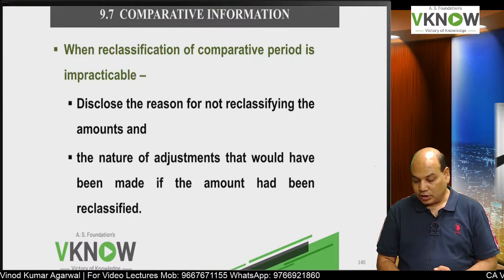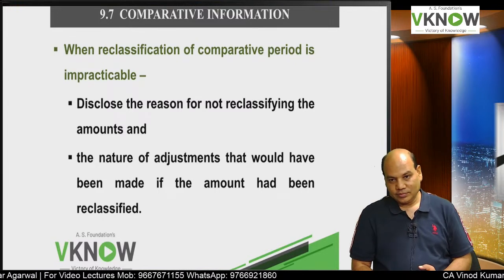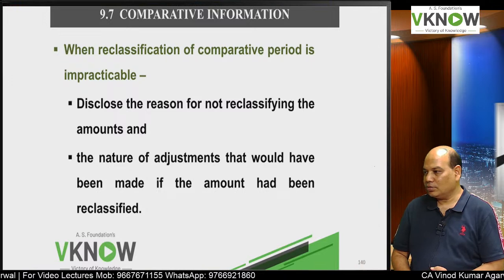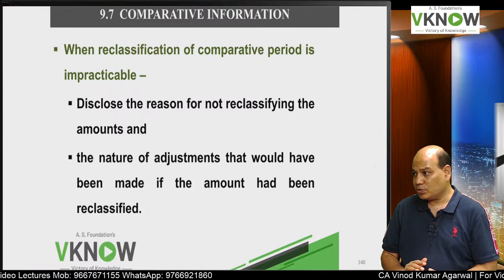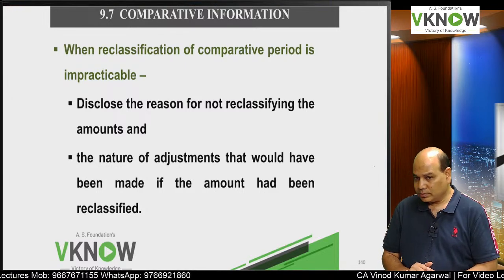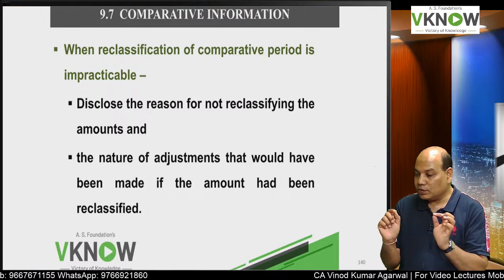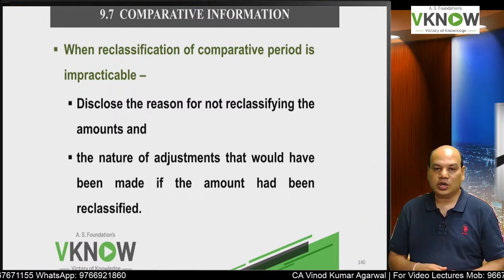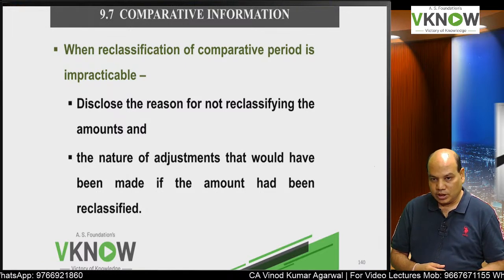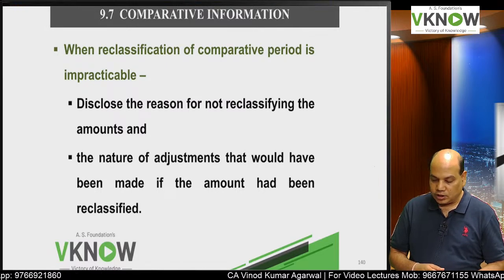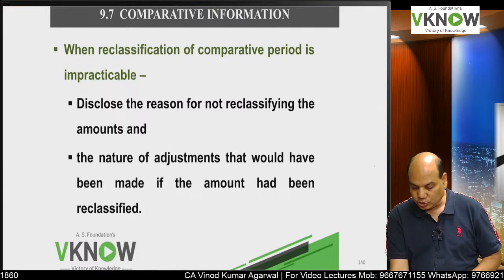When reclassification is not impracticable. So now comes the impracticability. Why impracticability? Because many times we don't have the data to compute from for the previous period. Okay, we don't have resource, we don't have data. So whatever is the reason, you have to disclose the reason for not reclassifying the amount and the nature of adjustment that would have been made if the amount had been reclassified. So what adjustment you would have made?